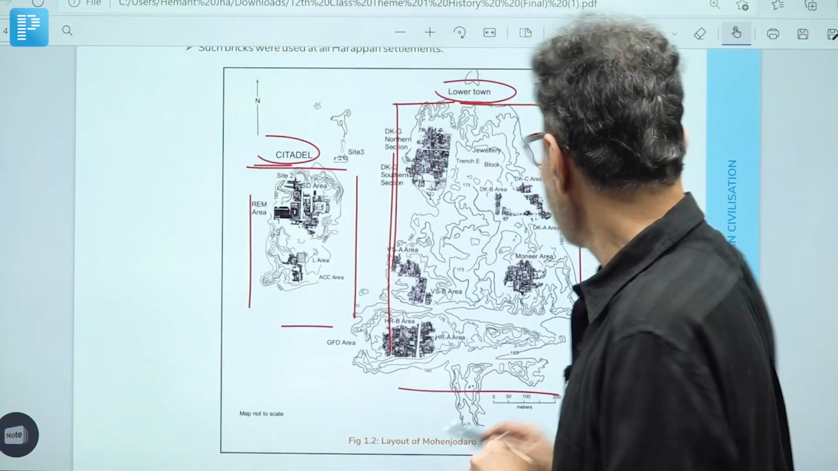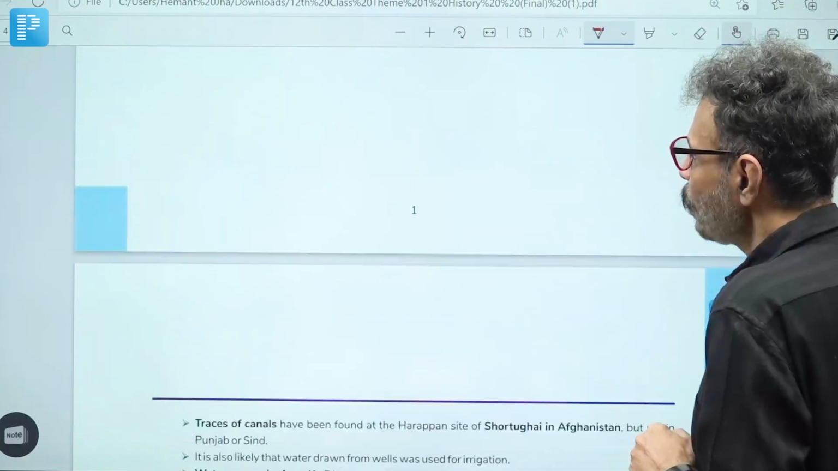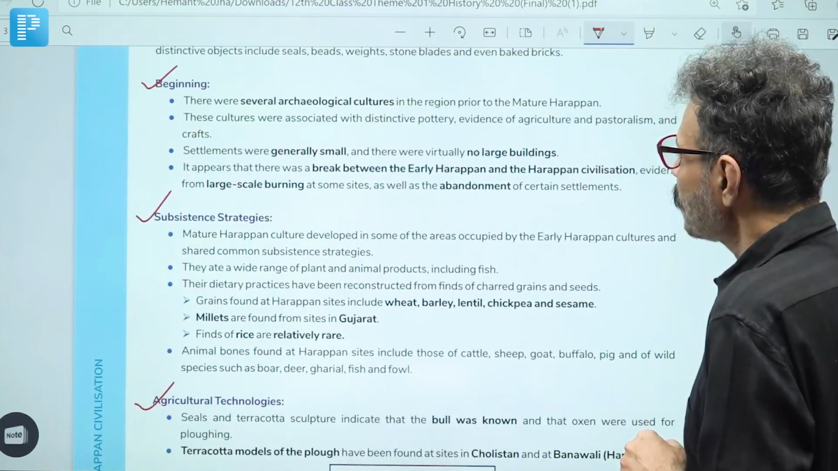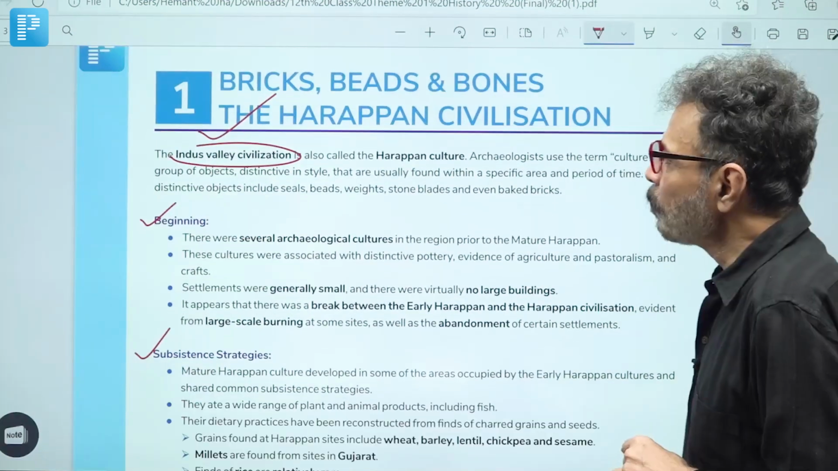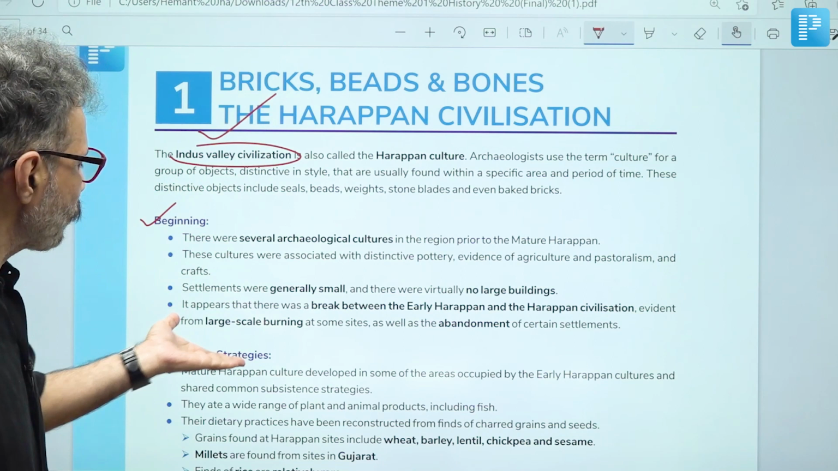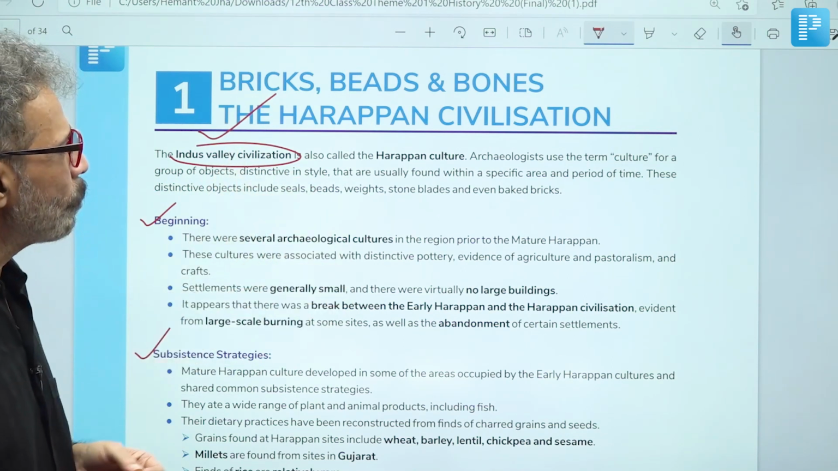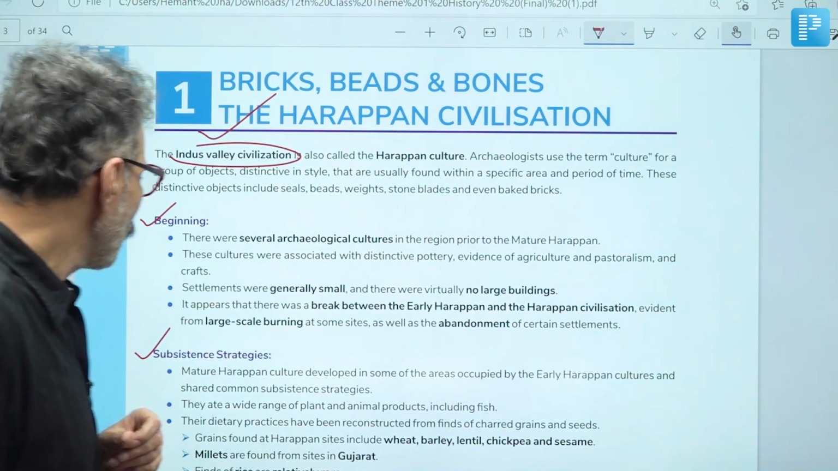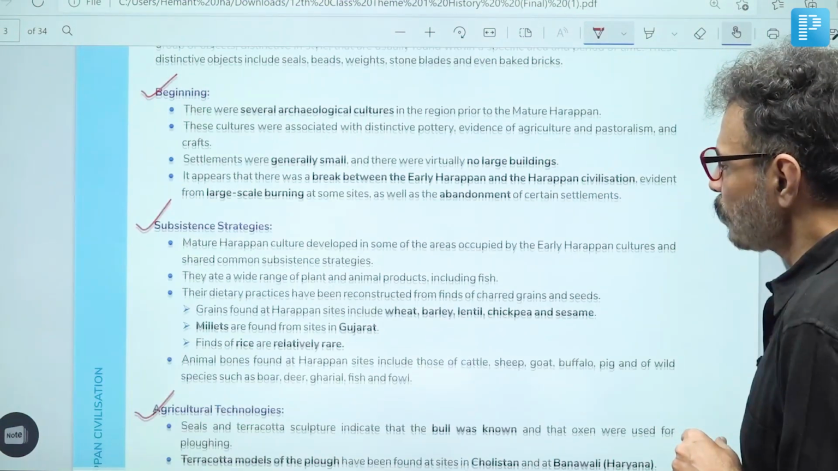Now, the third thing here in this summary is that you will find that in all the pages, there are so many expressions, so many sentences, so many words in bold type. Take a look. Several bold type words are important for your examination.